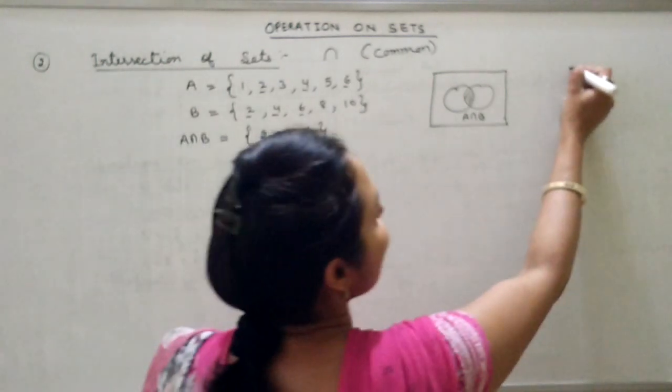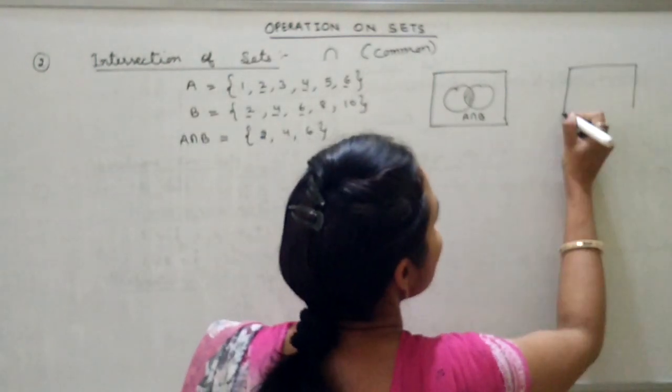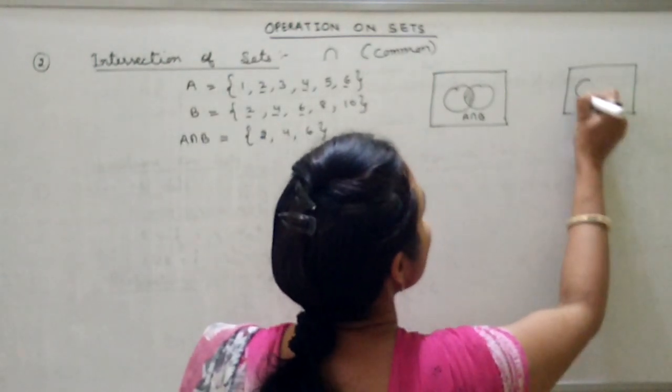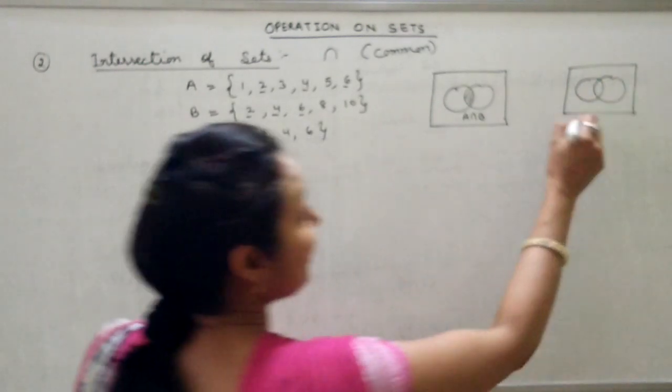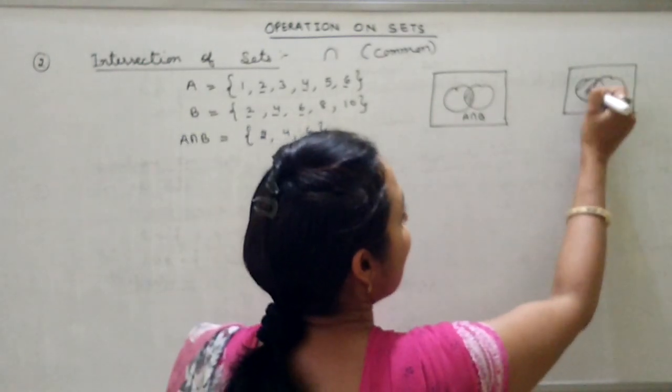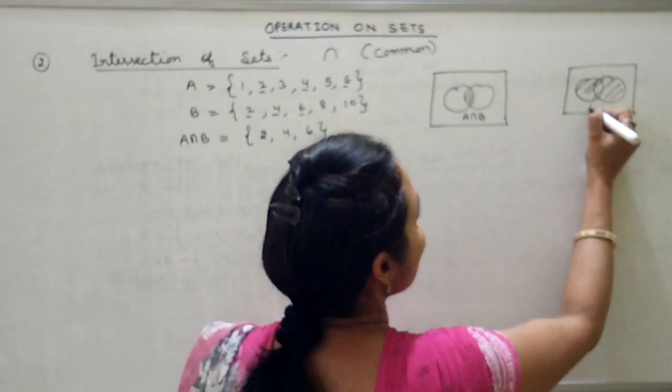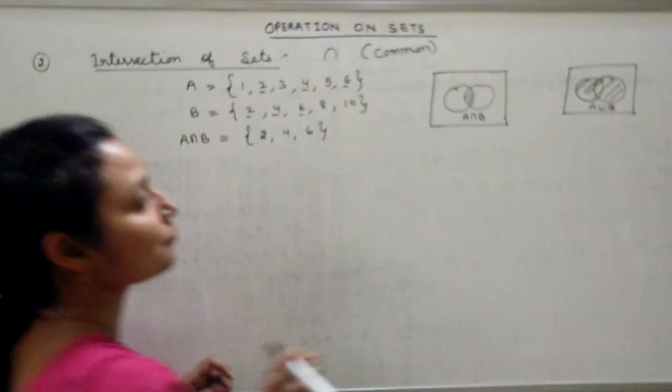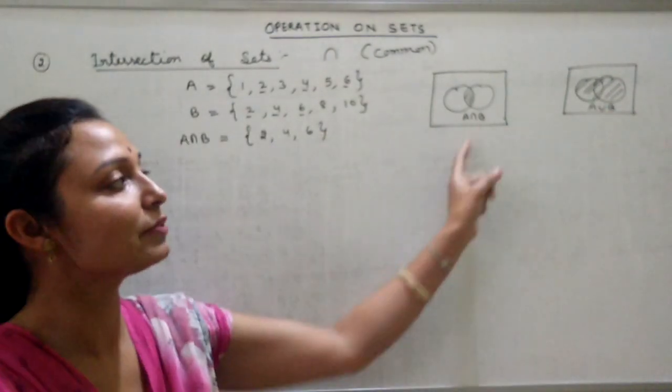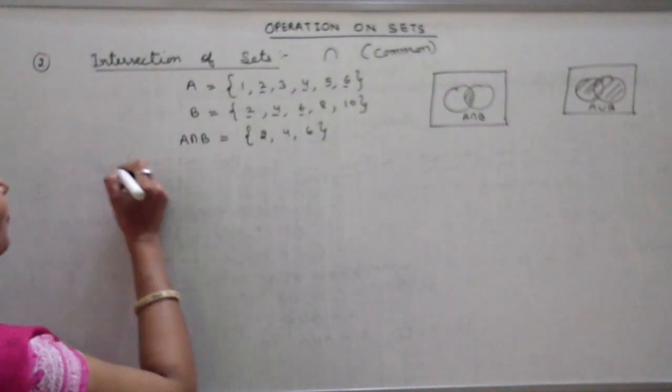In the same way, what is the meaning of A union B? It includes A as well as B. So this is the Venn diagram of these two operations. Now come to the properties.